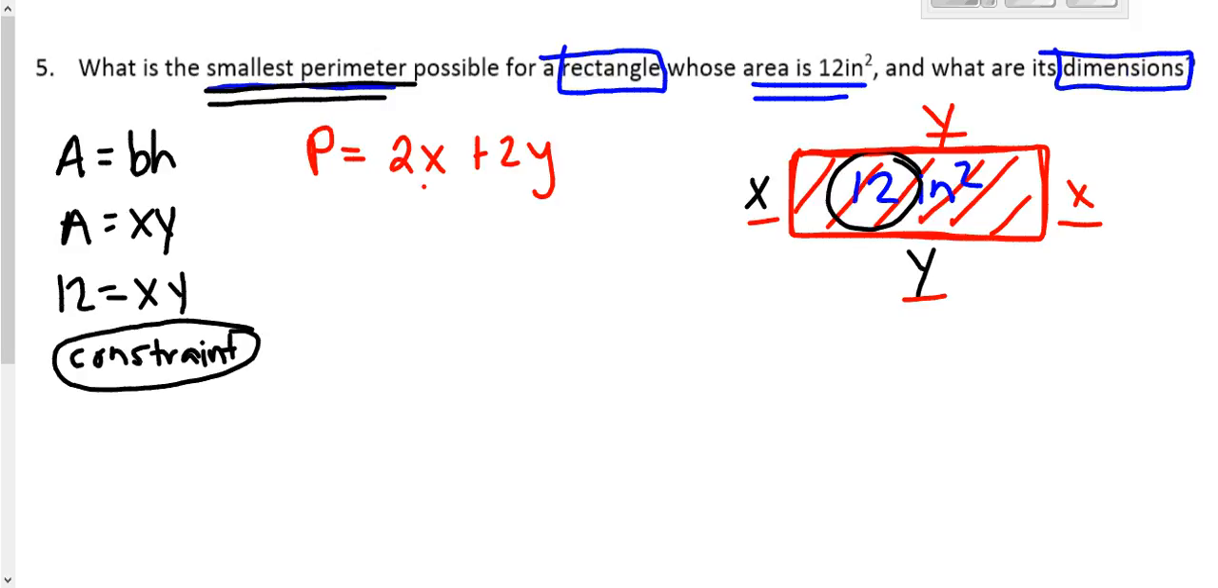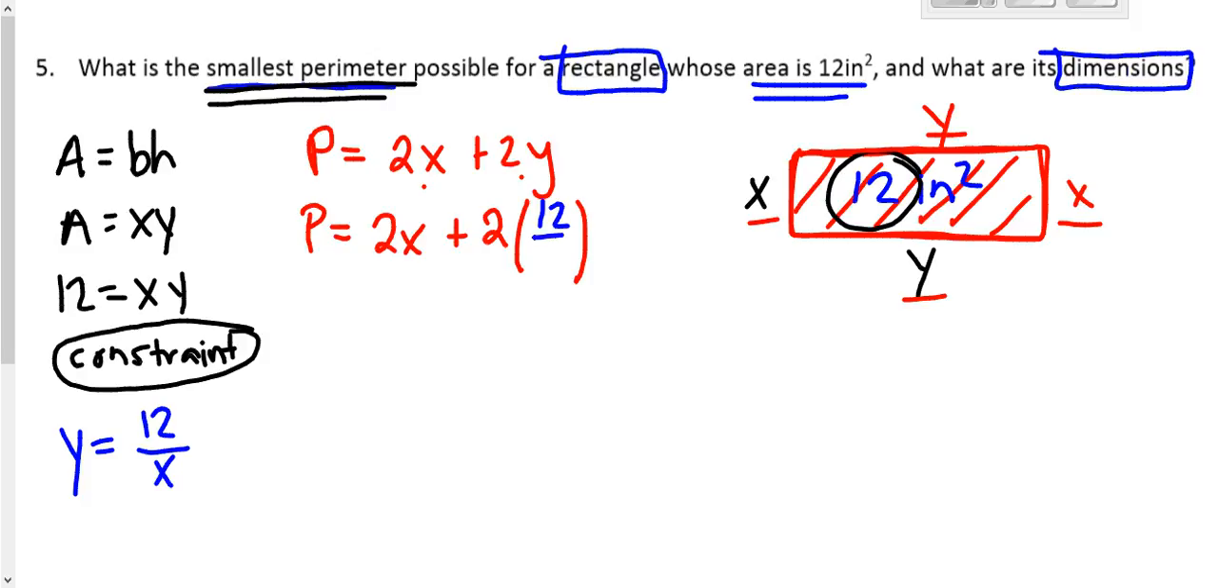We need one variable. Right now we have X and Y. So we're going to use our constraint. You can solve for X, you can solve for Y, whatever you want. I decided to solve for Y. So Y will be 12 divided by X. This is what I put into my perimeter so that I can have an equation in one variable. P equals 2X plus 2 times 12 over X. So my new equation for the perimeter in one variable is 2X plus 24 over X.